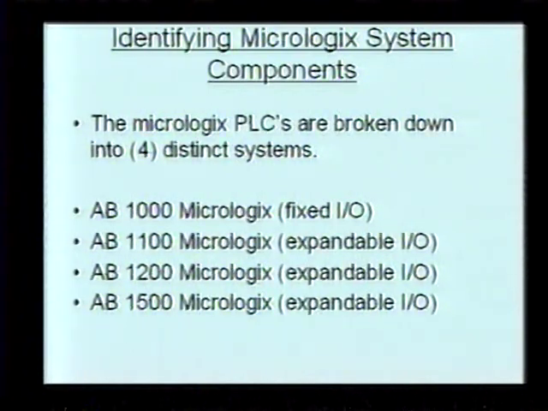Identifying MicroLogix system components. The MicroLogix PLCs are broken down into 4 distinct systems. You have your AB 1000 MicroLogix, which is fixed I/O. Your AB 1100 MicroLogix is expandable I/O. The AB 1200 MicroLogix is also expandable I/O, and the AB 1500 MicroLogix is expandable I/O.